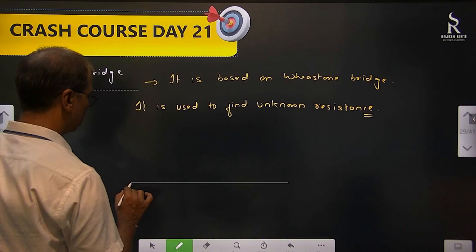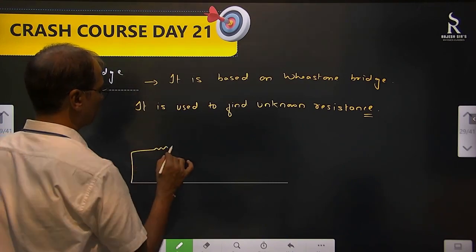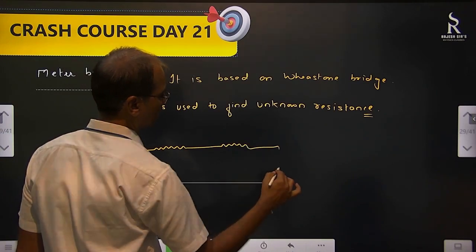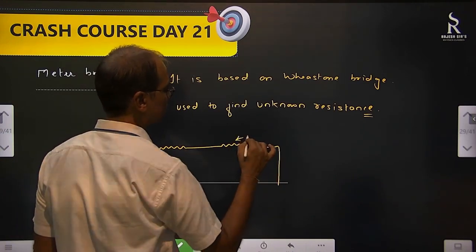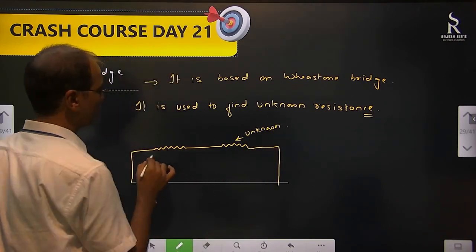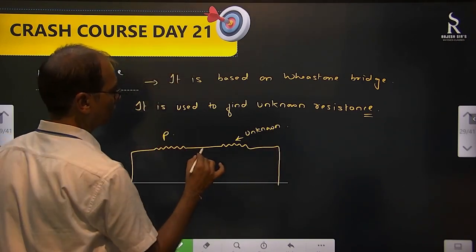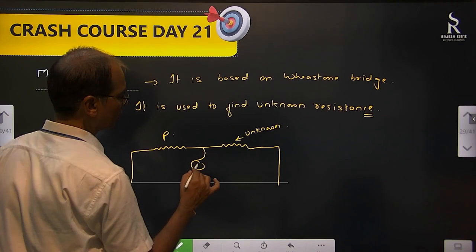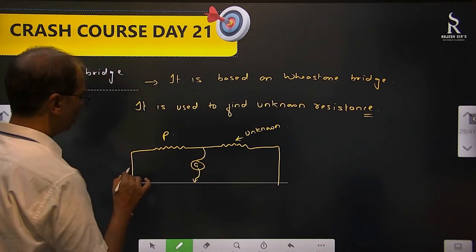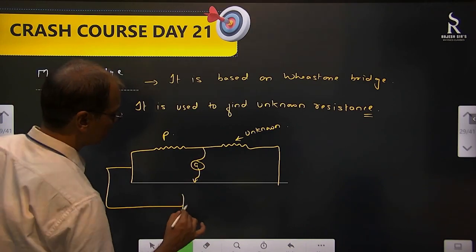On this one, here one resistance is there, and here also one resistance is there. Out of that, one is unknown. Let's say this is unknown, and this is known. And here is the galvanometer, and this is the jockey, right? And then you have connected this with a battery.